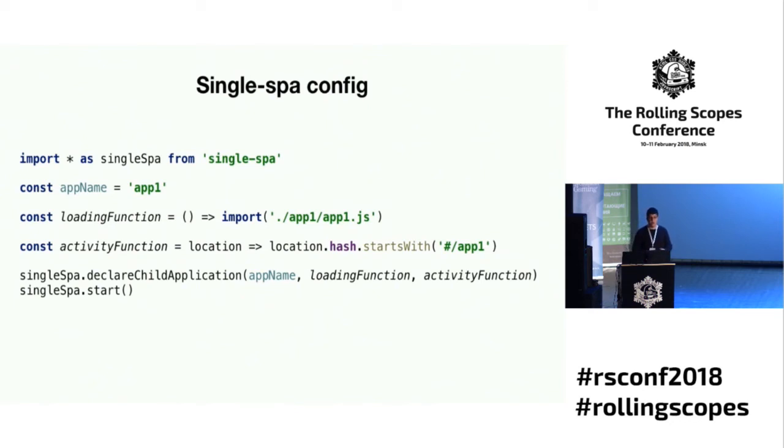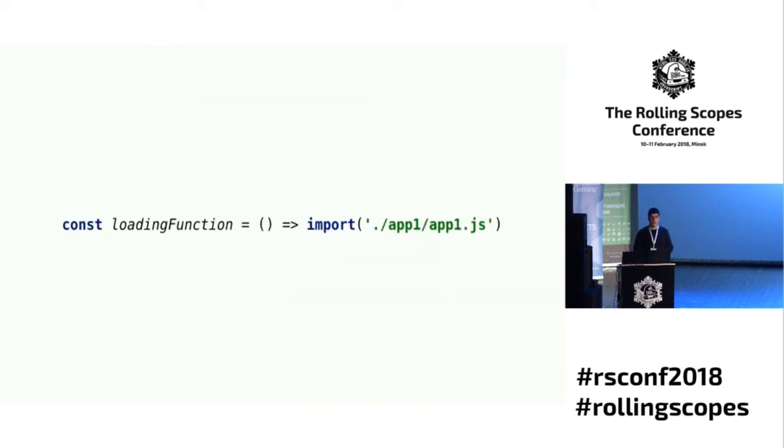So let's go part by part here. Every application that you want to put inside single spa needs to have its name, the loading function, and the activity function, and we need to declare the child application. So let's go from the loading function. What's that? It's a function that is just importing the JavaScript code for your micro app. It's used for lazy loading. You're not importing it directly. There's just a function, so single spa knows how to call this function when your micro app is needed.